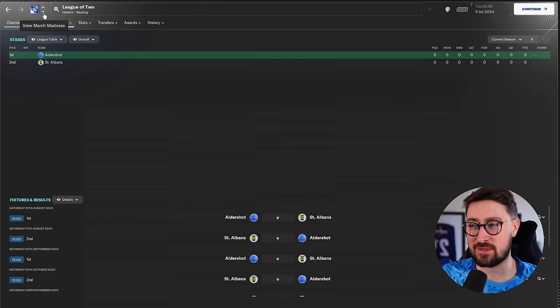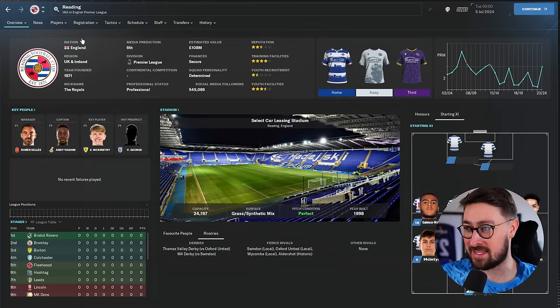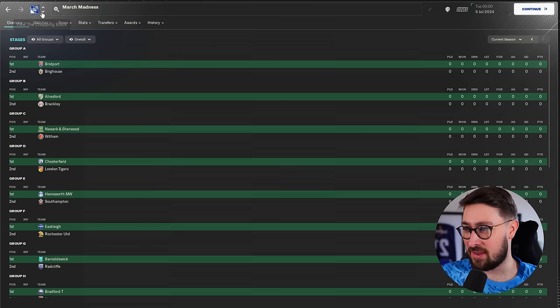Maybe for this first season, we should definitely just go through all of them. We had the League of Two. Last year, it was Reading and St Albans, just a league with two teams in it. Reading won 9 of the 10 games they played against each other, and they've been promoted now to the Premier League. We've got the March Madness.